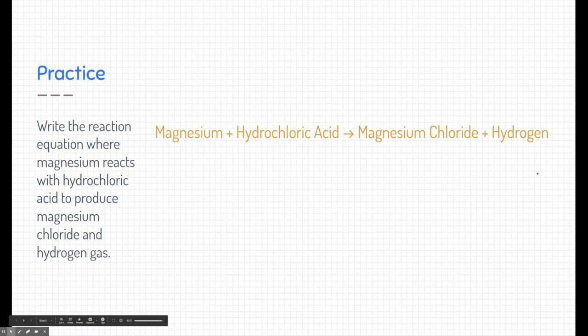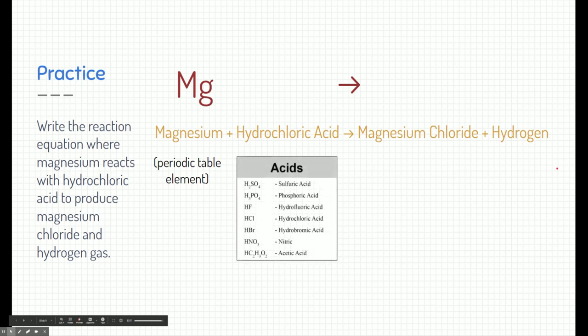So in order to write this formula, we're going to need to use all those different hints and all the different parts that we've learned previously. Let's start with magnesium. Magnesium is just a periodic table element. So really simply, we just write Mg. Next, let's look at hydrochloric acid. The word acid is a major hint that we should probably go look at the acids list on the back of our periodic table and write the appropriate one. So in this case, hydrochloric acid is HCl.